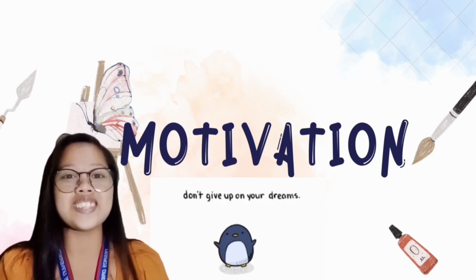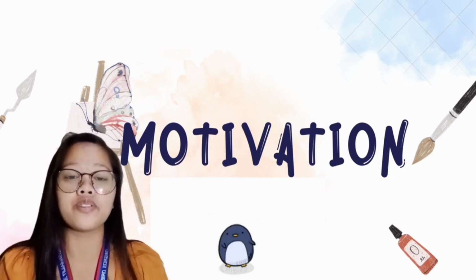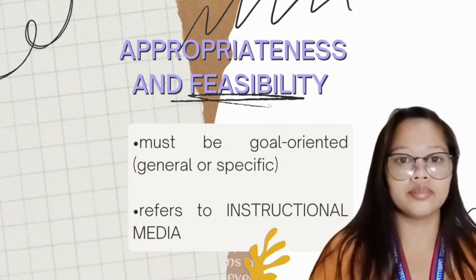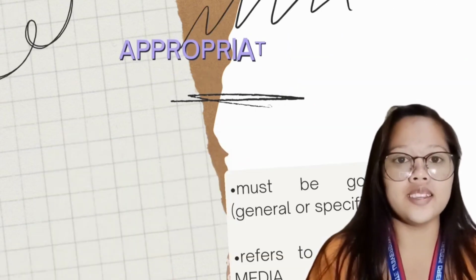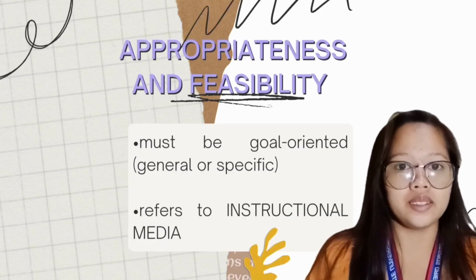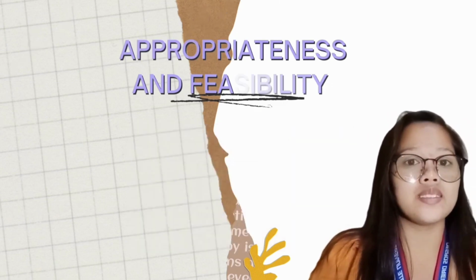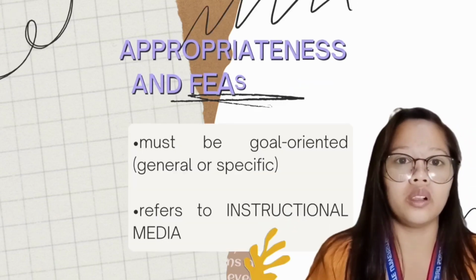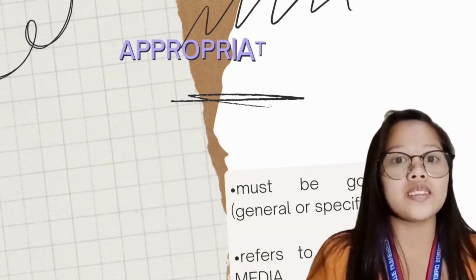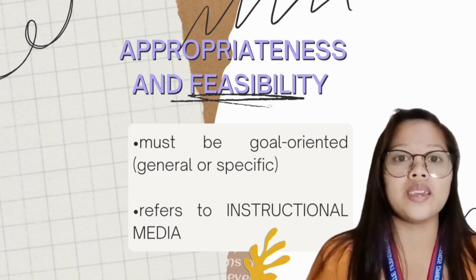We have 6 areas to be tackled. I will explain the first 3 areas. The rest will be explained by my co-reporter. The first one is appropriateness and feasibility. Let us define appropriateness and feasibility. Appropriateness is the quality of being suitable or proper according to the situation. Feasibility is the state of being easily and conveniently done.